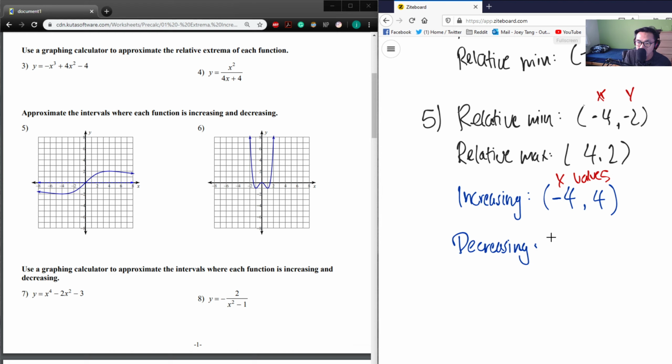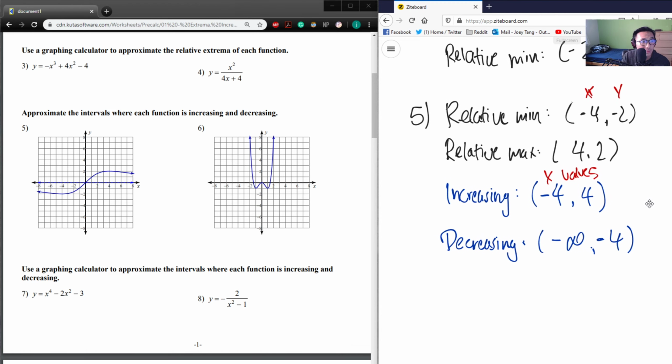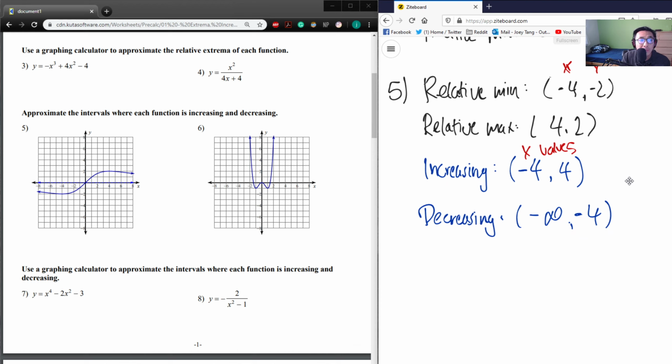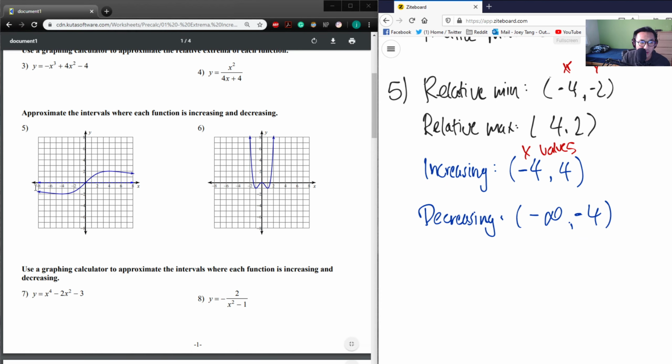So I'm going to write that down. From negative infinity to -4 is my interval of decrease. But we also have another interval of decrease. Remember, it was a decrease, then an increase, and because we had a relative max, there was a period of decreasing after. So we have to account for that interval as well.